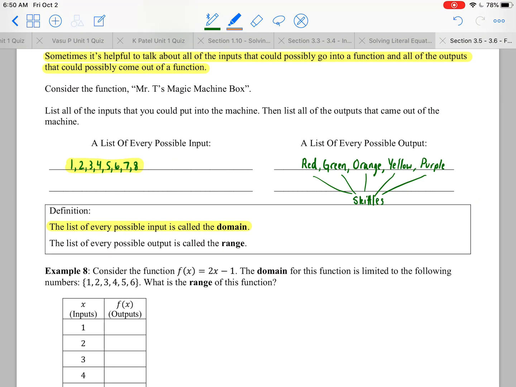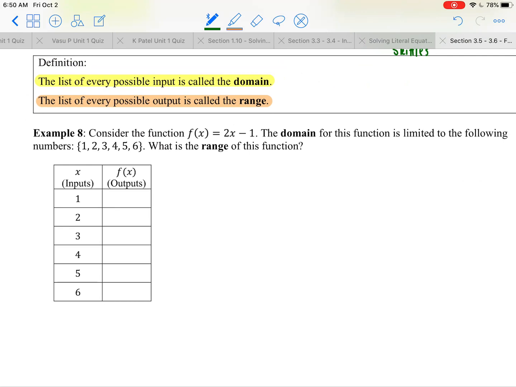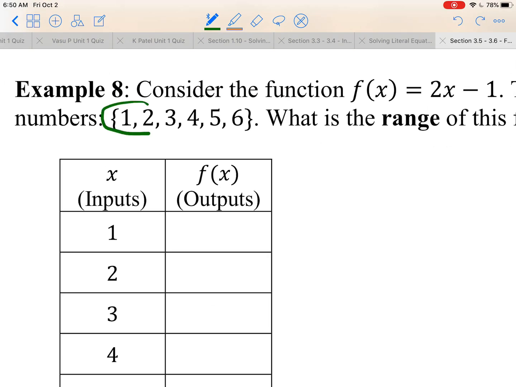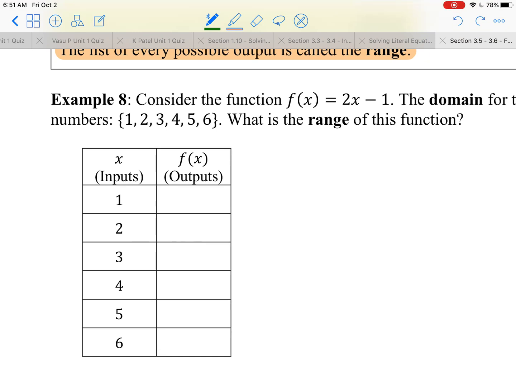The list of all the outputs of a function, like this list over here, that's called the range. So the domain is the list of all the inputs, and the range is the list of all the outputs. Okay? So last example here, I think. We're going to consider the function f of x is equal to 2x minus 1. Pretty simple function. The domain for this function is limited to the following numbers. We're only going to plug in 1, 2, 3, 4, 5, 6. Obviously you can plug in more numbers into this function, because if you're just doubling something and subtracting 1, there are a lot of options. But we're going to limit that to 1, 2, 3, 4, 5, 6.